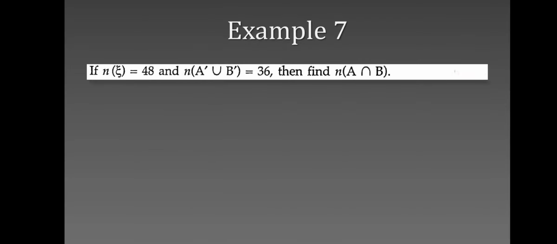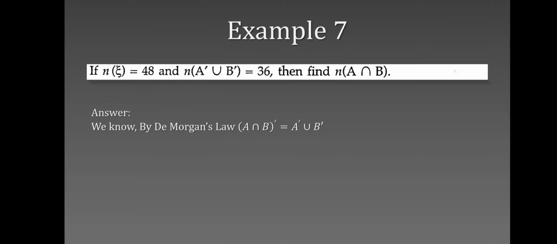N of universal set is equal to 48. N of A complement union B complement is 36. I have to find N of A intersection B. Now, first we need to understand or remember De Morgan's law. What was De Morgan's law? We know A intersection B complement is equal to A complement union B complement, right?